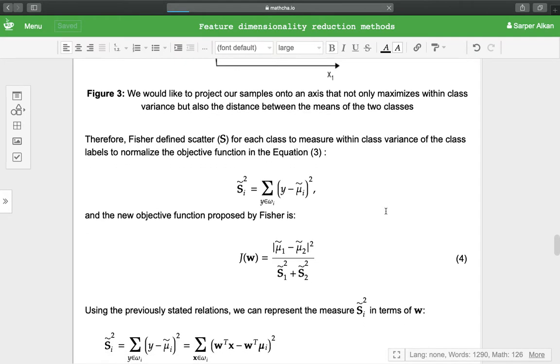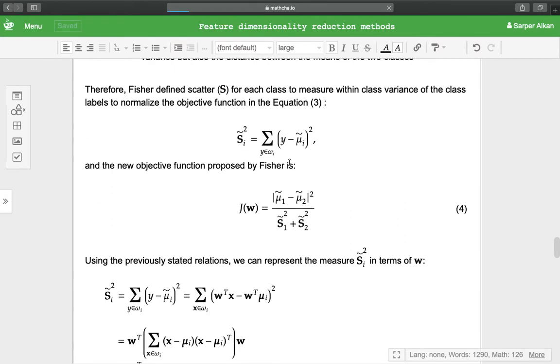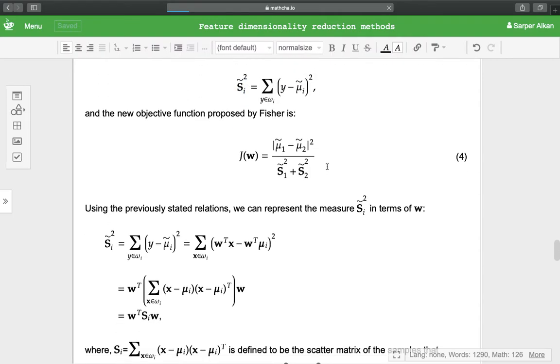Therefore, Fisher defined scatter for each class in order to measure within-class variance of the class labels, to normalize the objective function in equation 3. So the sum of y minus mu i tilde squared is defined to be s i tilde squared. And the new objective function proposed by Fisher is mu1 tilde minus mu2 tilde squared divided by s1 tilde squared plus s2 tilde squared.